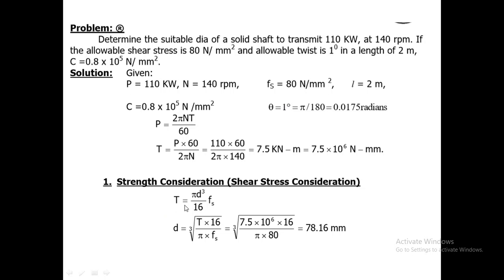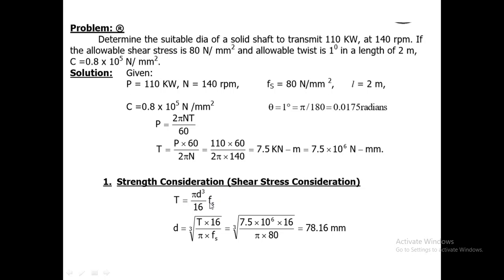And coming to the strength basis, T by J is equal to tau by R. Here tau is the shear stress, R is d by 2, and J is pi d power 4 by 32. If you simplify that, you will get the torque here. And based on this, if you calculate, you get the diameter.